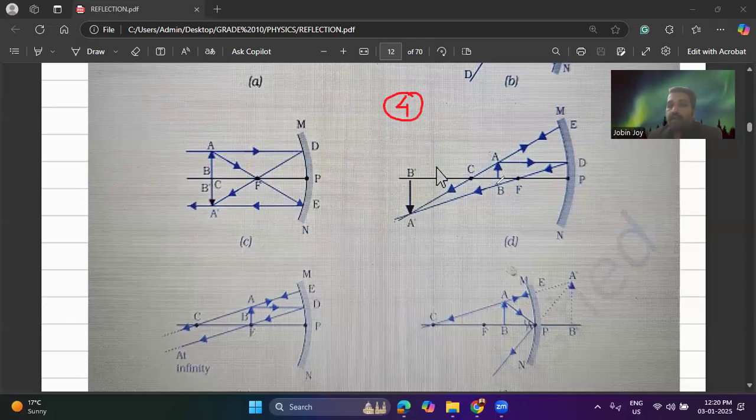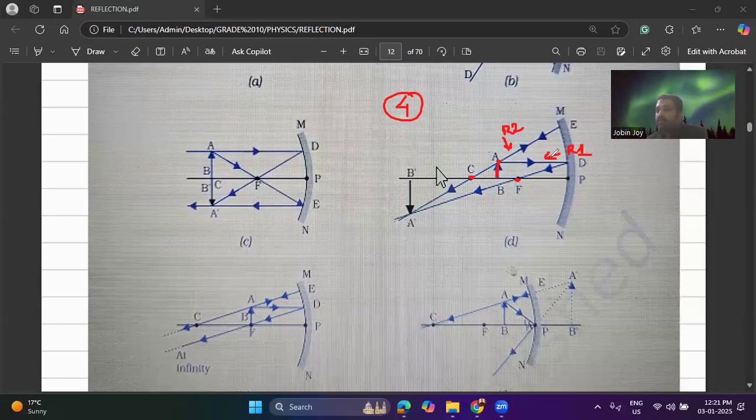Okay, so here this is the object AB, and this object is in between C, the center of curvature, and focus. So in this case, the object AB is situated in between the center of curvature and focus. I'm considering two rays. The first ray, ray 1, is parallel to the principal axis, and the second ray, ray 2, is passing through the center of curvature.